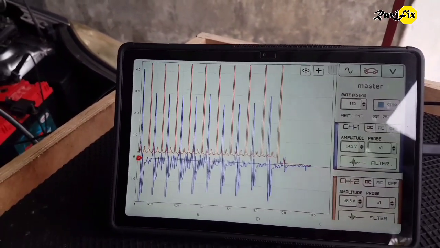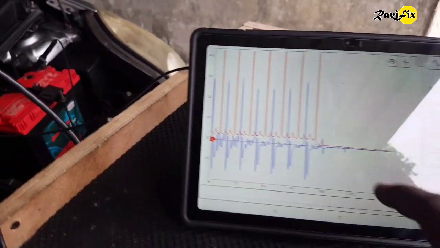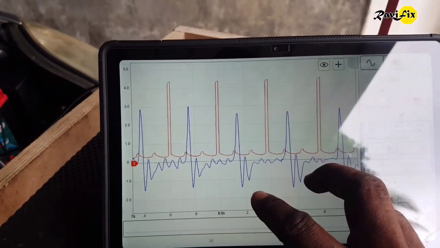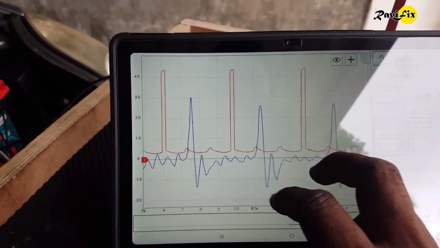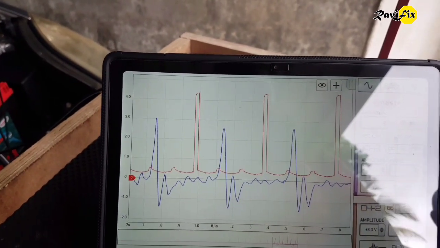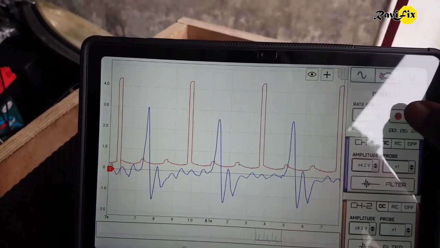Okay, that's enough. You can see the elevated pressure pulse on the blue trace on channel 1. The red trace is the number 1 ignition coil trigger signal, and the blue trace is the pressure pulse waveform. It's clear to me this is a blown head gasket, but let's analyze a little bit further.